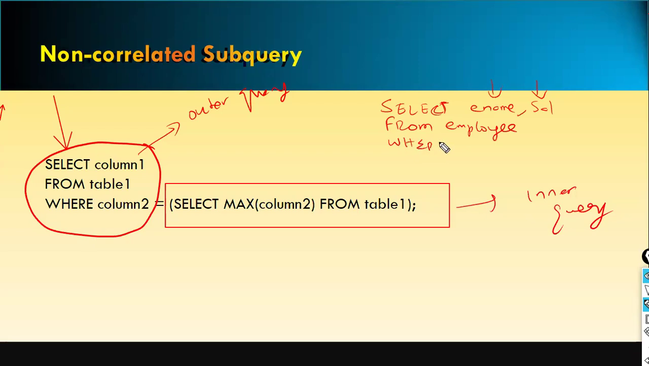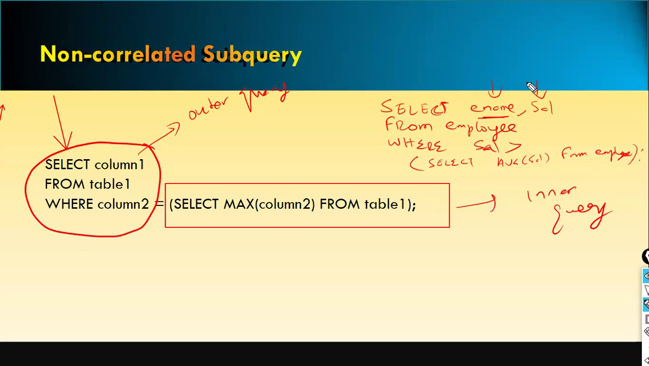Next one is the where clause. What is the business question? Display all the employees' names whose salary is more than the average salary of all the employees. Here I'm going to use a subquery. Select average salary from employee table.